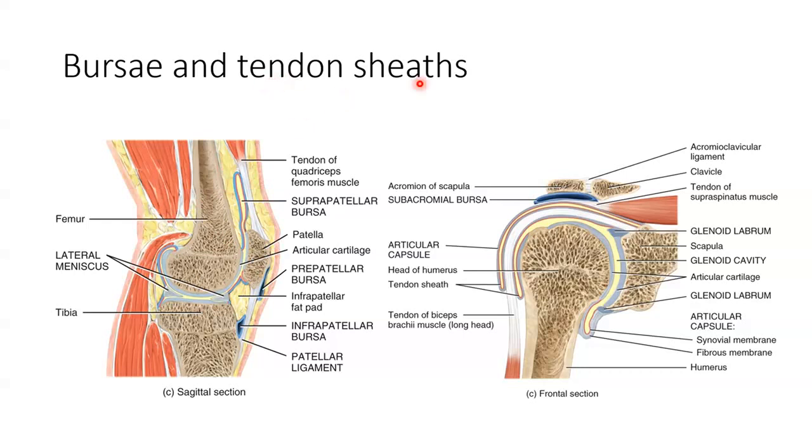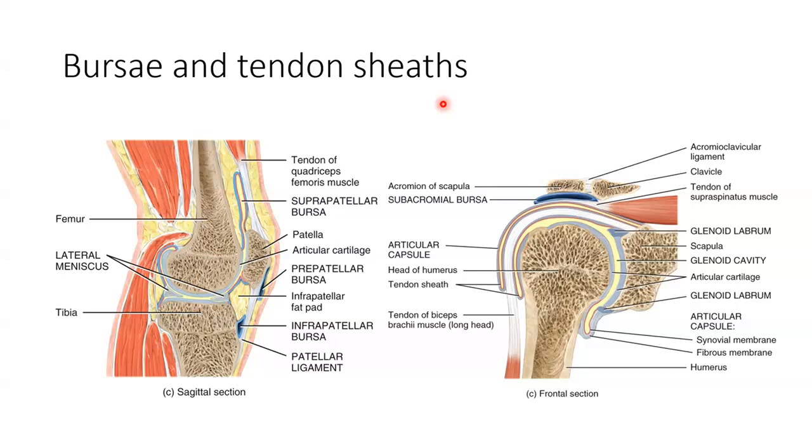Structures called tendon sheaths are also found to reduce friction at joints. Tendon sheaths, sometimes also called synovial sheaths, are basically like tube-shaped bursa. So they wrap around certain tendons that experience considerable friction as they pass through tunnels formed by connective tissue and bone.